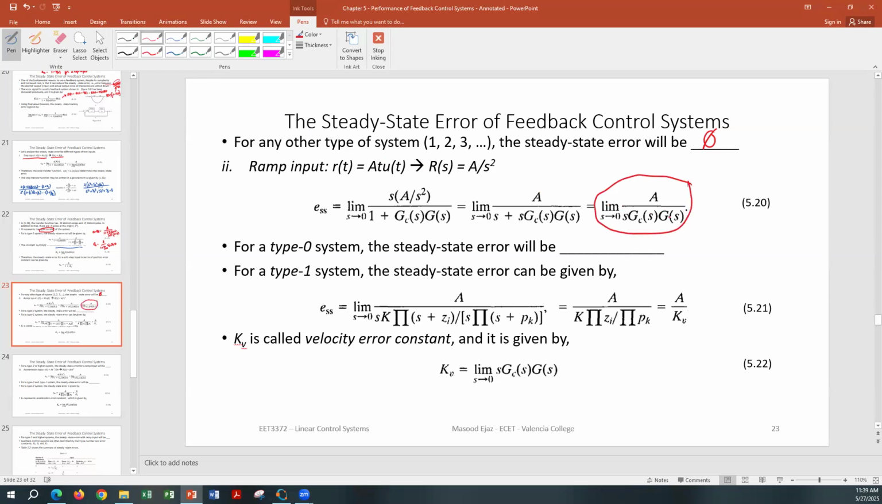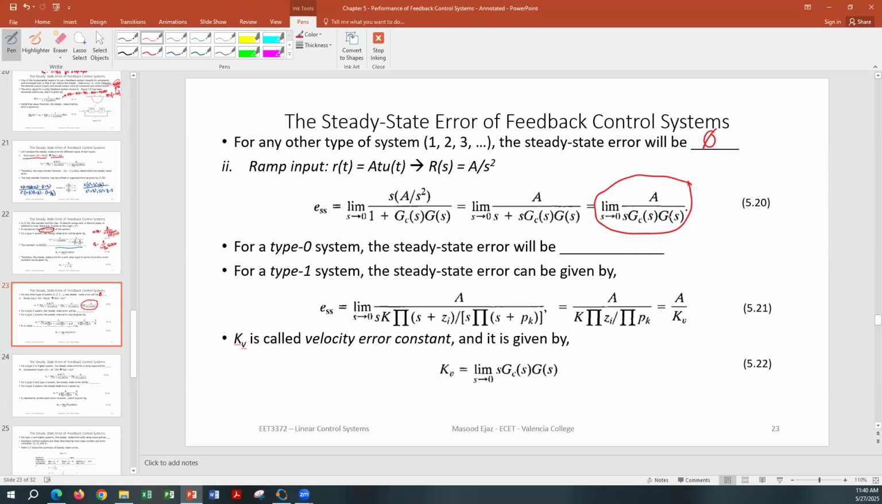Now, based upon the type of the system, you will determine for ramp input how the steady state error is going to be. Either it's going to be constant, it's going to be 0, it's going to be infinity, whatever. So for type 1 system, again, the steady state error can be given by A over s, which is there, and type 1 system is represented by K times the product of all. Type 0 first, for the type 0 system, when you don't have any poles at s equal to 0.